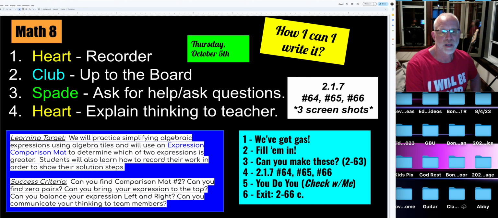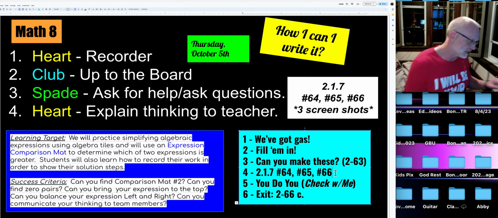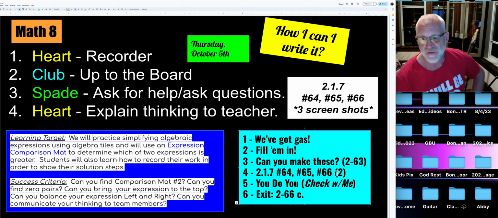Next, if we make those, this is the last thing we're going to do. You owe me 4 screenshots on 2.1.7. You owe me 1 screenshot for number 64, 1 screenshot for number 65, and 2 screenshots for number 66. Okay. If you finish those up, you do you. Take a break. You earned it. You did a great job.